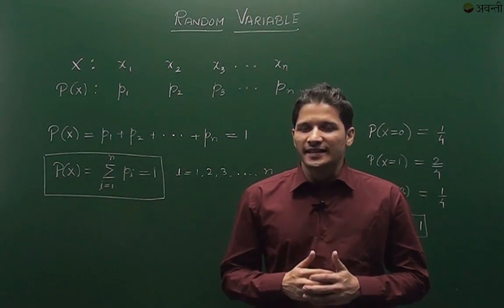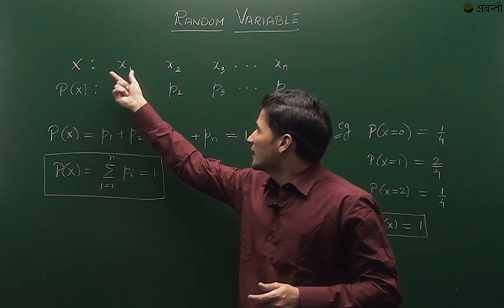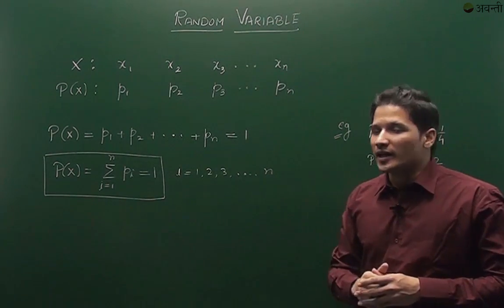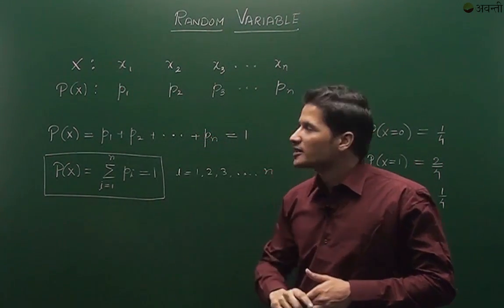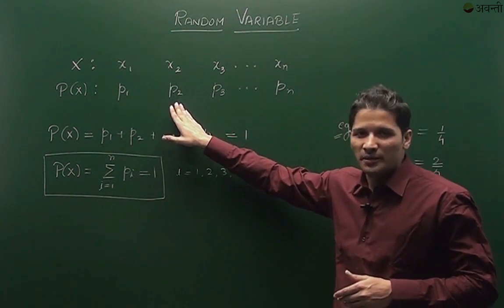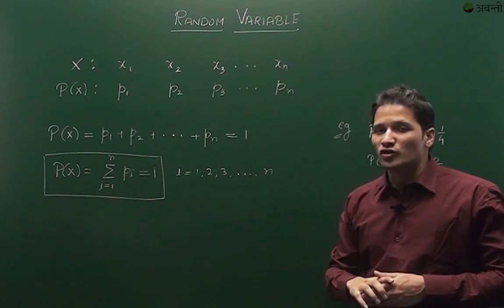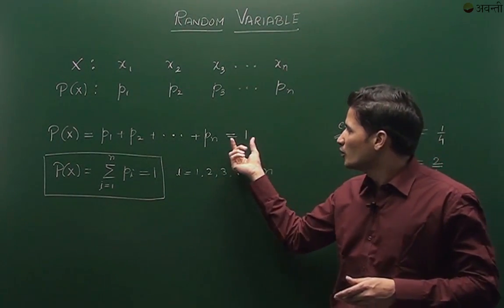In the general case, let's say we have a random variable capital X whose values are x1, x2, up till xn. Each of these x values has a corresponding probability. Say x1 has probability p1, x2 has probability p2, and finally xn has corresponding probability pn. The sum of all these probabilities will be equal to 1.